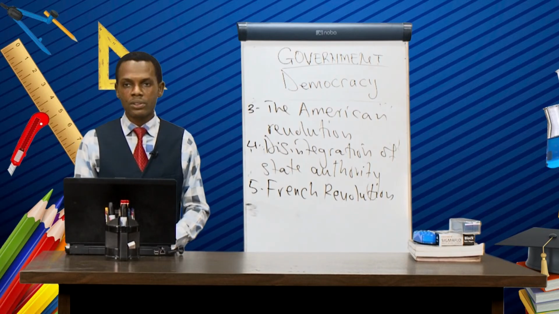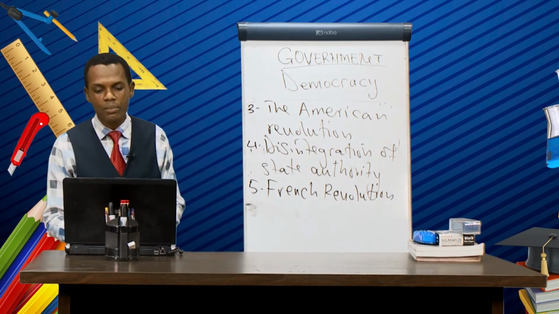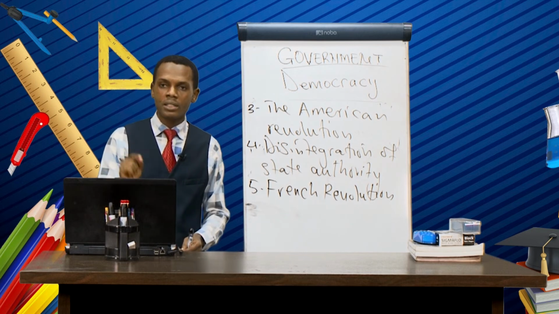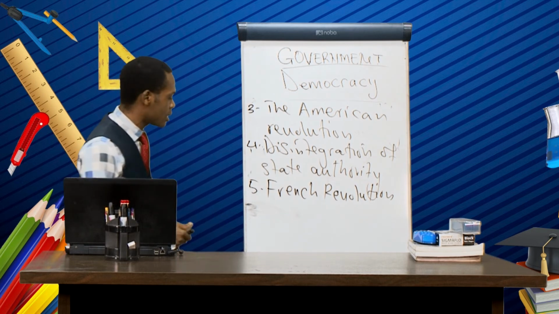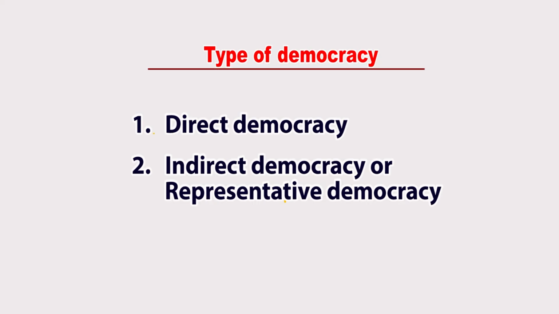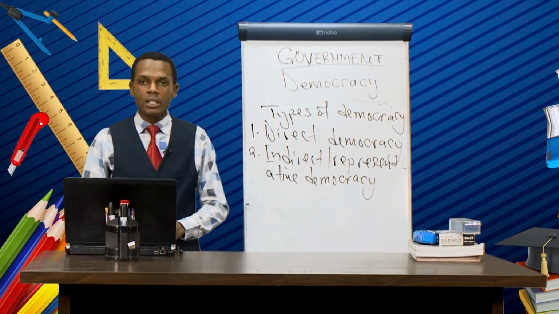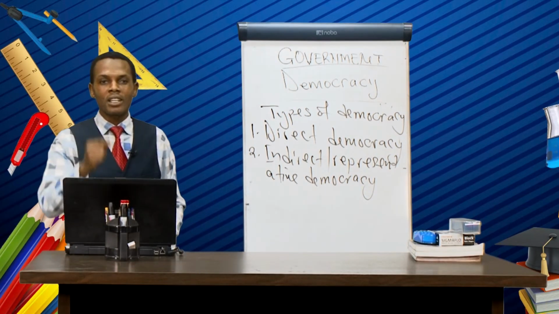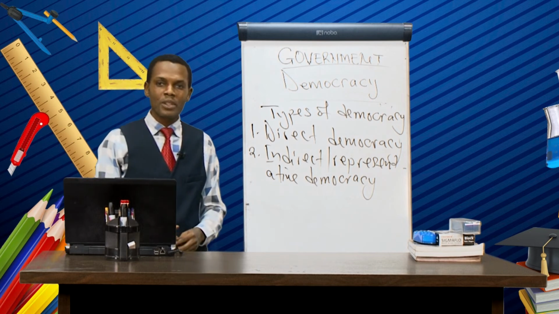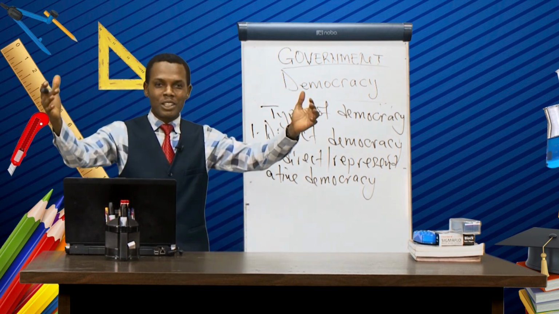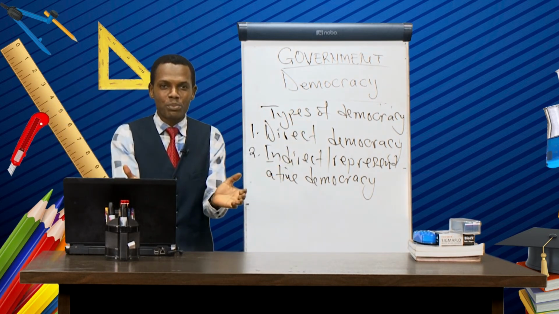Having considered these factors that led to modern democracy, we want to look at the types of democracy. We have 2 major types of democracy. One, direct democracy. The second one is indirect or representative democracy. Democracy started in the Greek city of Athens. Then Athens was just a small population of people.